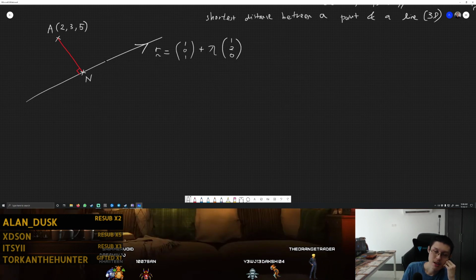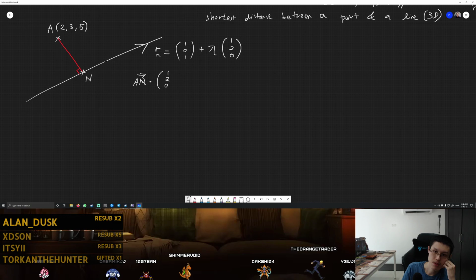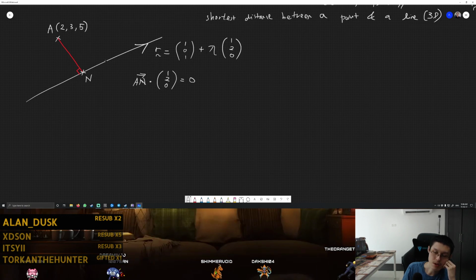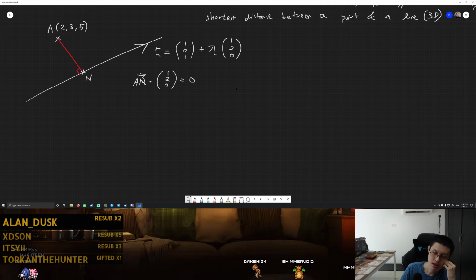dot product of AN with the direction vector of the line, which is (1, 2, 0), is going to equal 0, correct? Because the dot product is equal to the magnitude of this times the magnitude of this times cos theta. But if theta is 90 degrees, cos theta is 0, which means the dot product must be 0, right? We talked about this earlier. So first we need to find an expression for AN. Okay, so how do we do that?